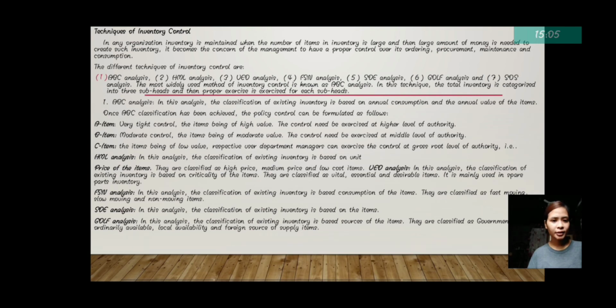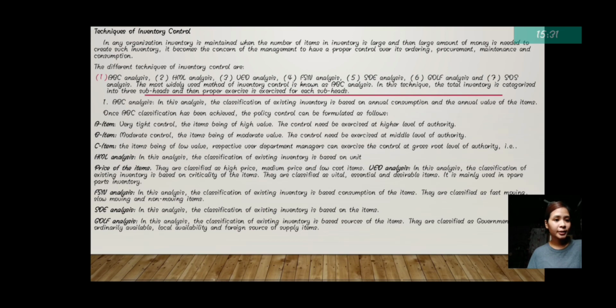HML analysis is next after ABC analysis. In this analysis, the classification of existing inventory is based on unit price. Then the price of the items, so they are classified as high price, medium price, and low cost items.